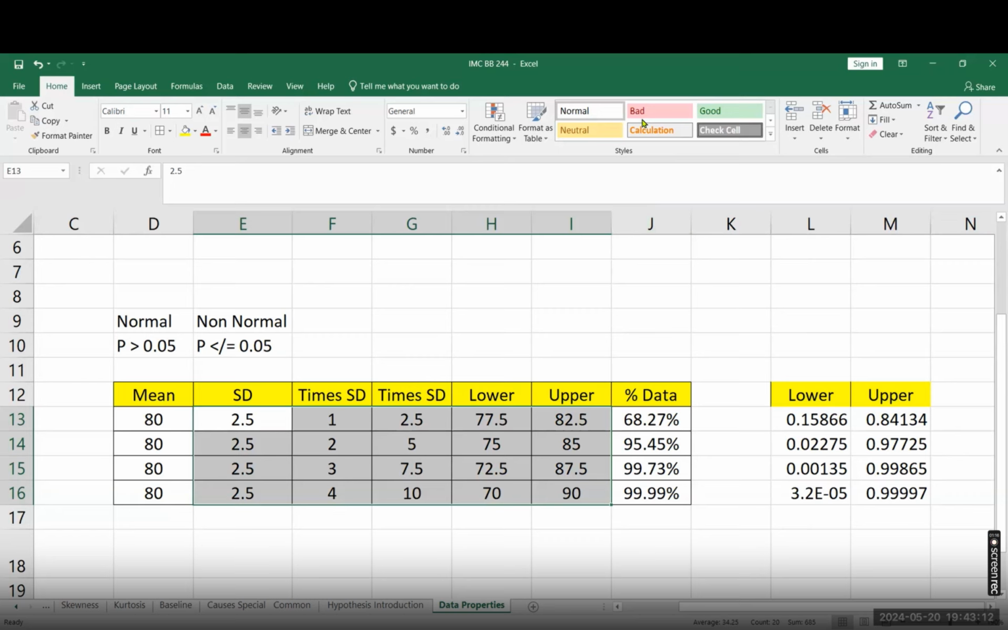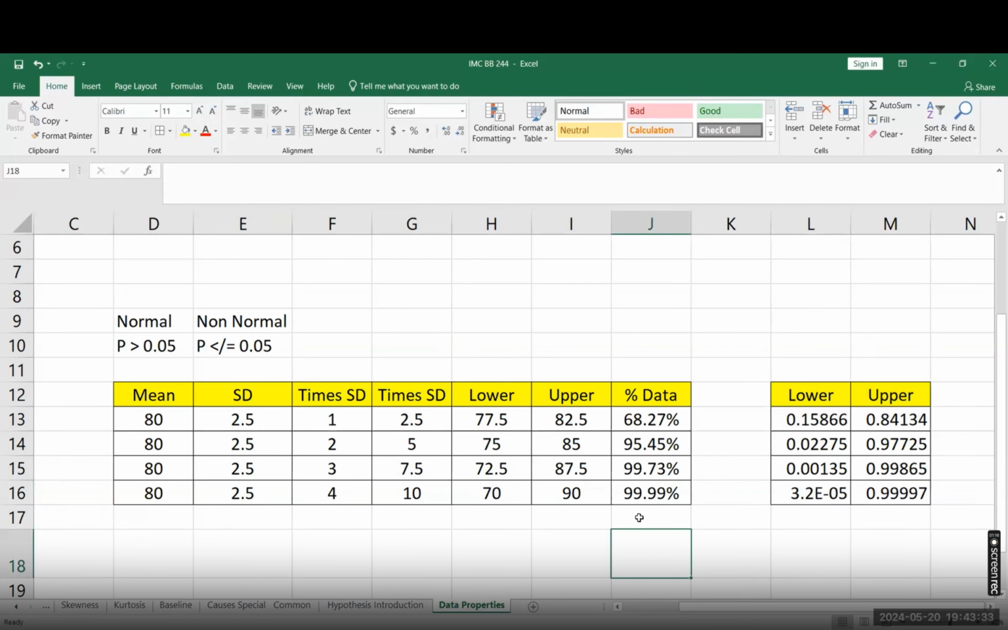Ask me a question now. How to decide data is normal or not normal? Can I ask the question, sir? Yes, sir. Please ask me. Sir, I have a query about the times of the standard deviation. What do you mean by the times of the standard deviations? Current variation of the process, assuming 2.5. If I do 1 time of 2.5, that value will be 2.5 only, right?